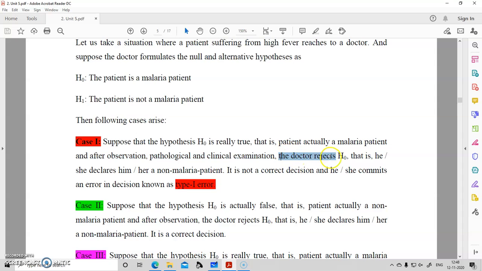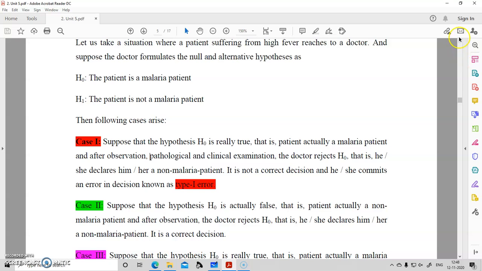So the doctor rejects H naught. He is rejecting H naught, which means the claim that the patient is a malaria patient is rejected, right? That is, he declares him or her a non-malaria patient. Although the patient has malaria, after doing the pathological test, the doctor declares that he does not have any malaria. So it is not a correct decision. The doctor has committed an error in taking the decision. This is known as the type 1 error, right?